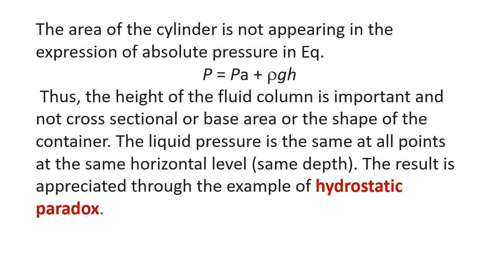The height of the fluid column is important, and note the cross-sectional area or base area or shape of the container does not matter, as seen from the equation P equals Pa plus rho gh. That means the liquid pressure is same at all points at the same horizontal level or at the same depth, and this result is appreciated through the example of hydrostatic paradox, which we will study in the next part.